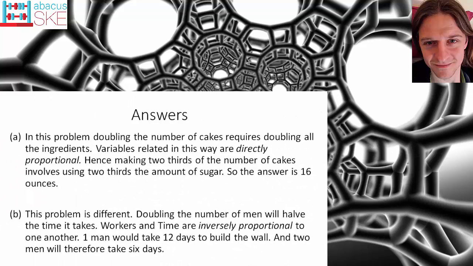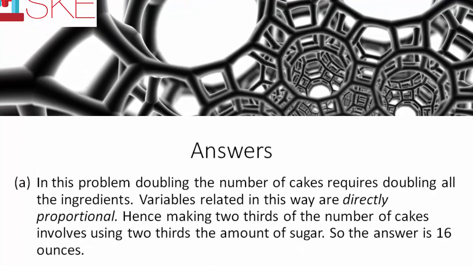Okay, let's have a look at the answers to those problems and also the answer to the question of how they're related. Now, the first question, we were considering a situation with cake and the sugar required to make a cake. It should be intuitively obvious that doubling the number of cakes requires doubling the number of ingredients. Whenever you've got a situation between two variables where doubling one involves doubling the other, or trebling one involves trebling the other, or whatever scale factor you like, when they're related like that, we describe that as directly proportional. So the cakes are directly proportional to the sugar in that first situation.